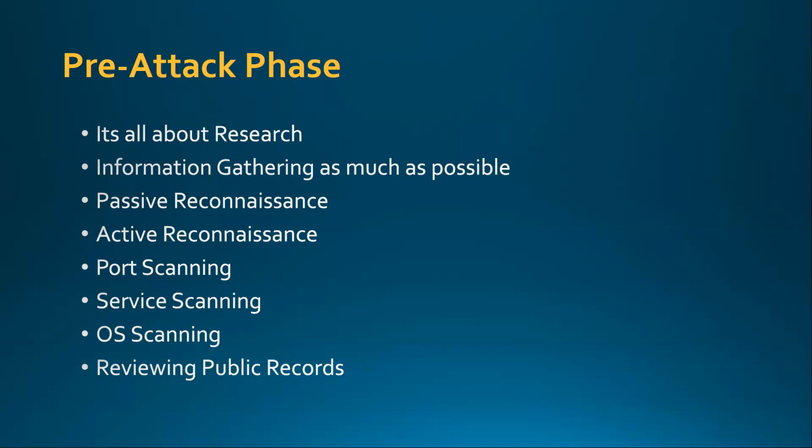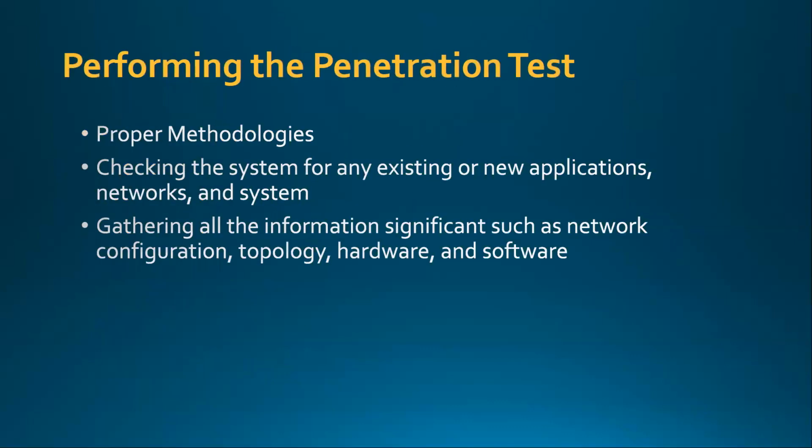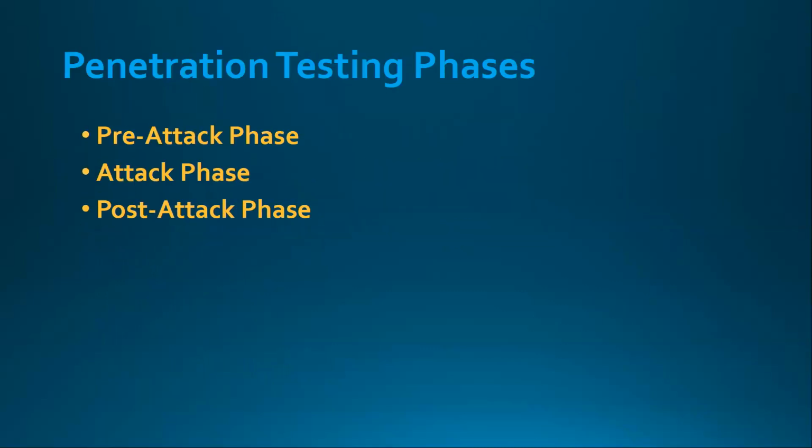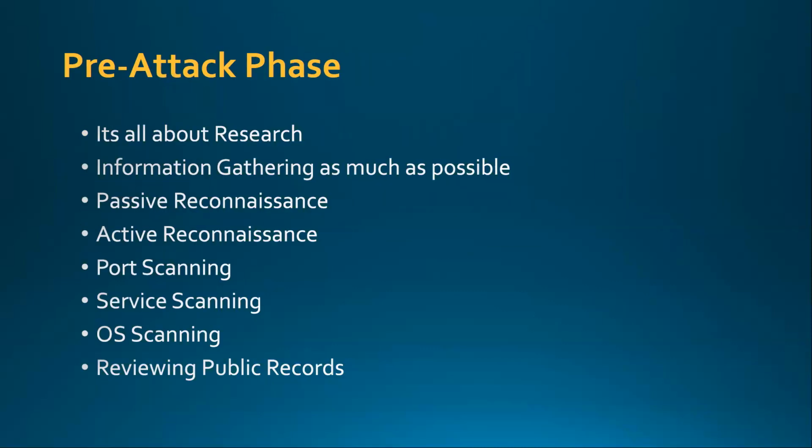So what is that second phase, second process? Here, performing the pen testing. In that we have these three phases. Directly you are not able to do the attack. You are doing some planning. Not planning for the pen testing, but planning for technical tasks. So this pre-attack phase is all about research, information gathering as much as possible.